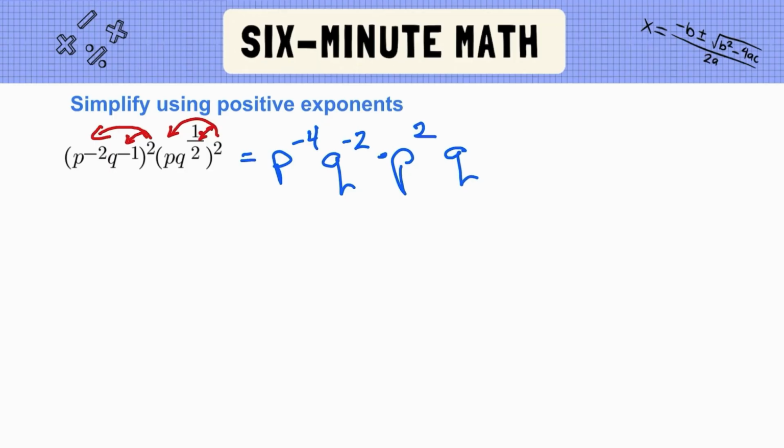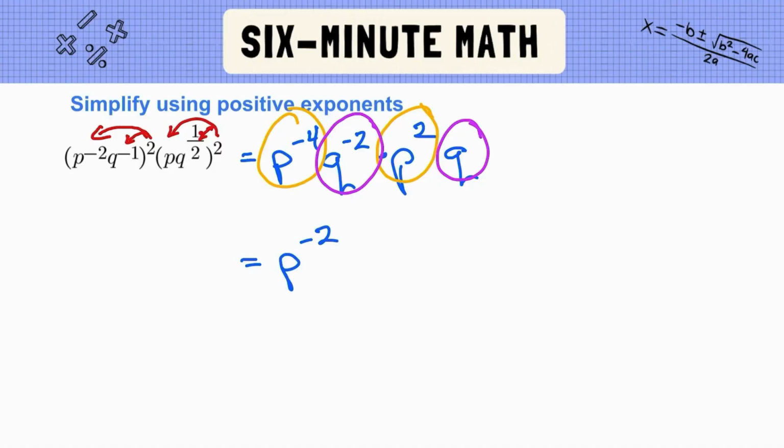I'm going to use my product law now, and I'm going to add my exponents with the powers that have the same base, which I have circled there. Negative 4 plus 2 is going to be p to the negative 2, and negative 2 plus 1 is q to the negative 1. Both of these are negative exponents, so they will go in my denominator as the reciprocal for p squared q, giving me a final simplification of 1 over p squared q.